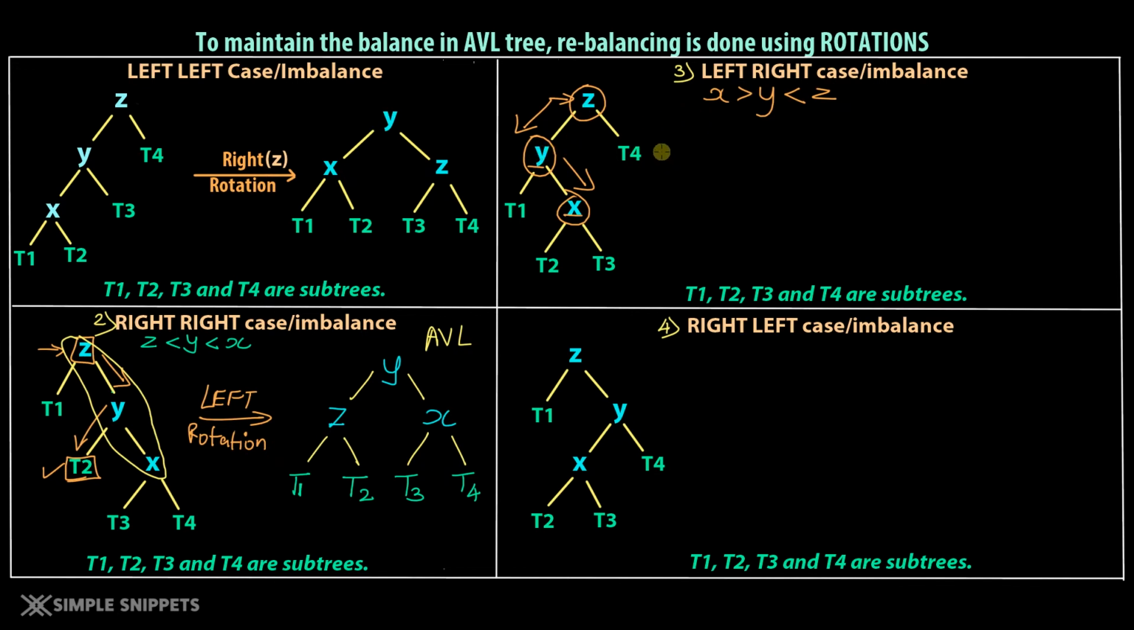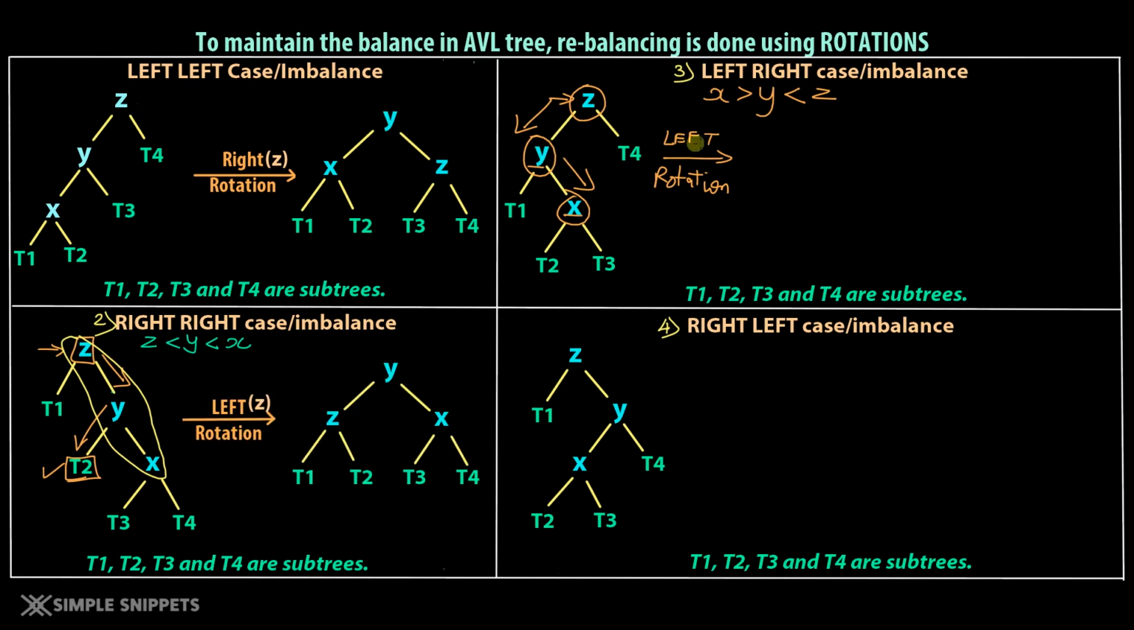And in this scenario, we do a first left rotation. So let's do left rotation, but this time the left rotation is not done on z directly. The left rotation is done on y. So the left rotation is going to be done on this node y. And when you do left rotation, what do you do? You take y to the bottom and you bring x to the top. So that's how left rotation works. So basically you're doing a swapping.